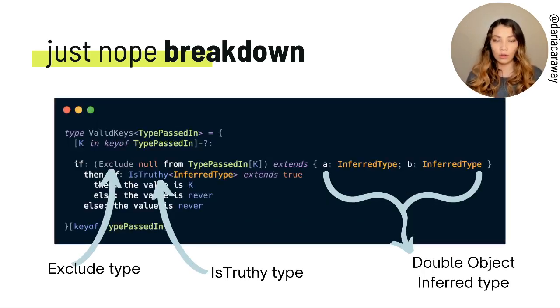Also want to point out, after I've broken it out, we have our exclude type. We have our isTruthy type from the first example that tells us whether or not a type is truthy. We also have our object matcher that is going to infer us a type based on whatever gets passed in to there.